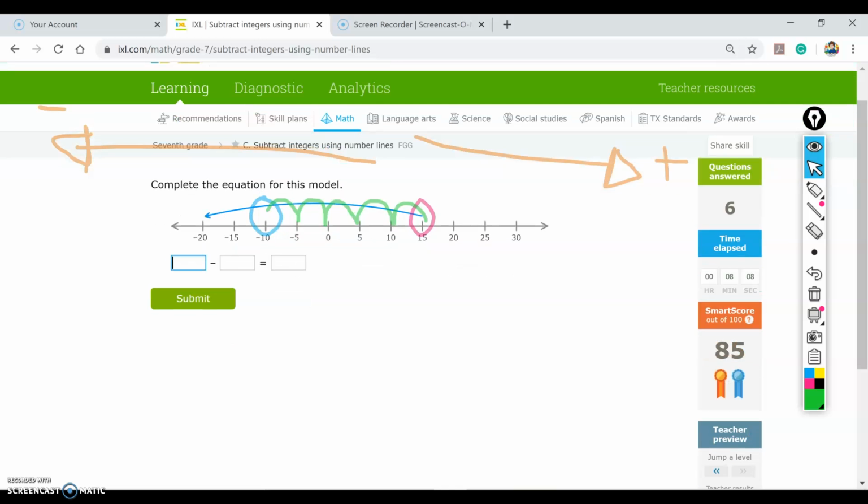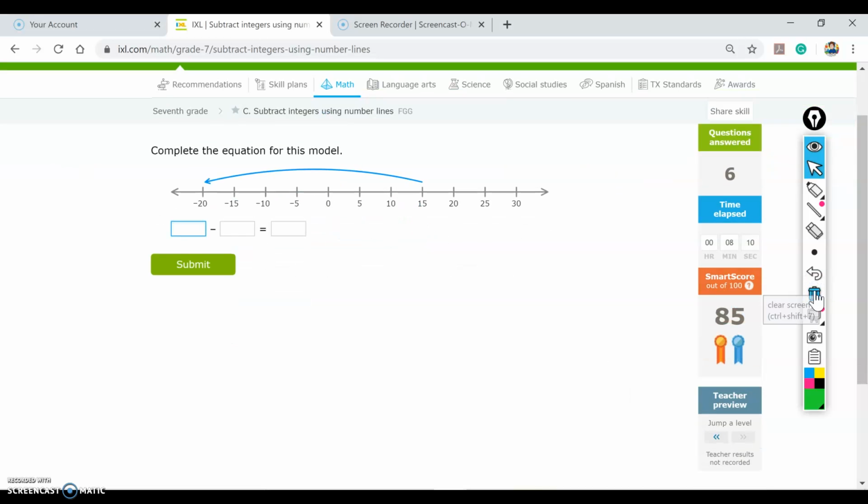Now let's try this one. So I'm going to check where I'm starting. In this case, I'm starting at 15. So I start at 15, which is right here. So I'm going to type it right here. It's 15. Now let's see where I'm ending. I'm ending right here, which is the 20, negative 20. So I'm going to type negative 20 right here.